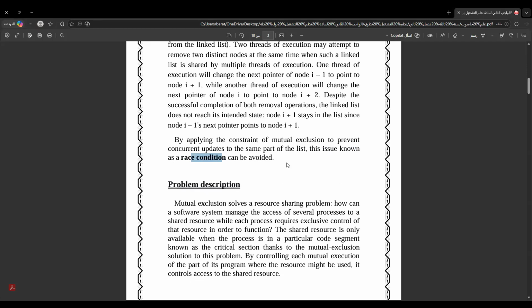What is a race condition? A race condition happens when the final result depends on the unpredictable timing of threads. This can cause incorrect or inconsistent data.